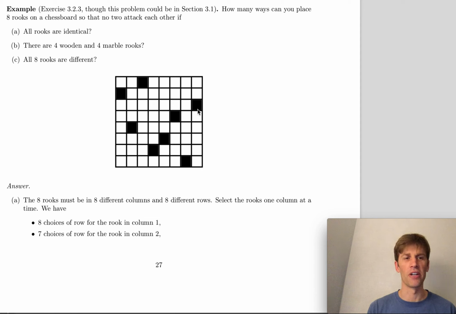So the answer to part A is 8 factorial. If all of the rooks are identical, there are 8 factorial ways to place them on a chessboard, no two attacking each other.